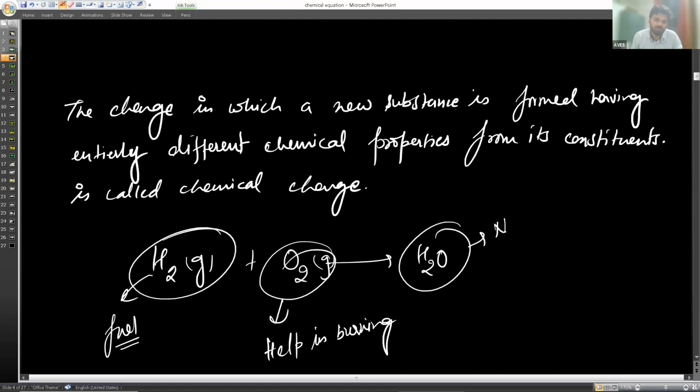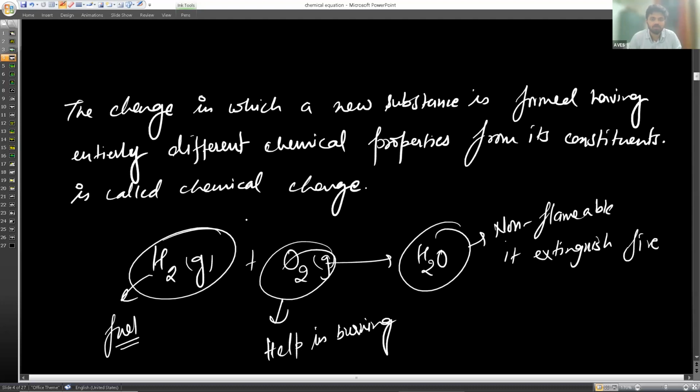Water is non-flammable. It extinguishes fire. Okay. What you see here is that hydrogen is a fuel, oxygen helps combustion, and water is the mixture which carries both hydrogen and oxygen, so it should instantly catch fire.